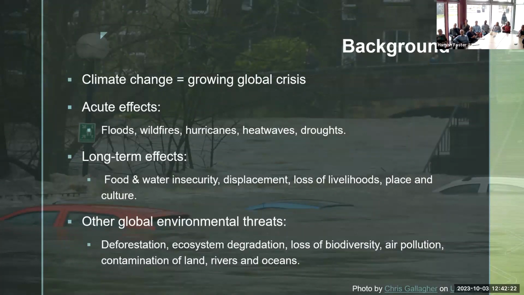And mixed with the climate crisis is also a lot of ongoing environmental crisis in terms of deforestation and air pollution, all of that. So as well as affecting physical health, it's likely to affect mental health as well.